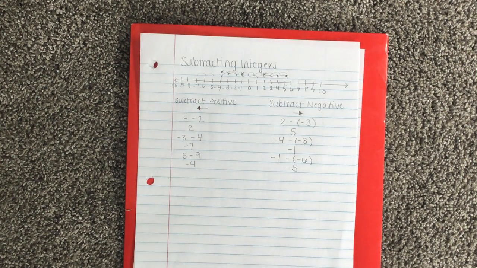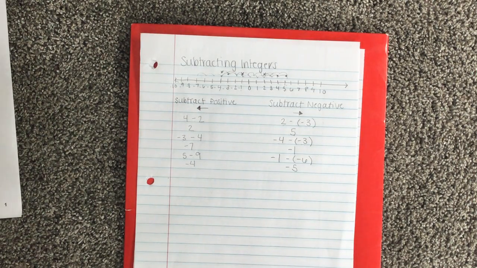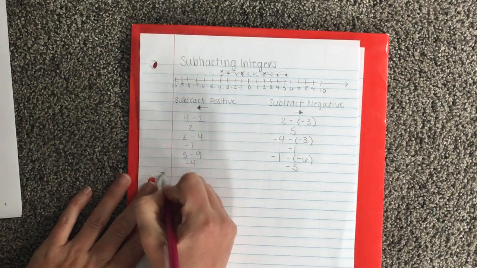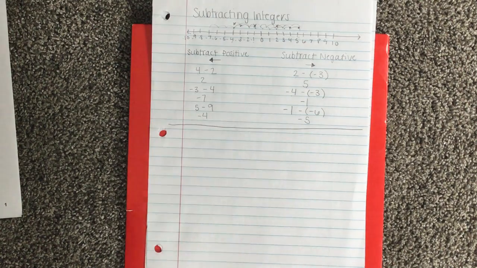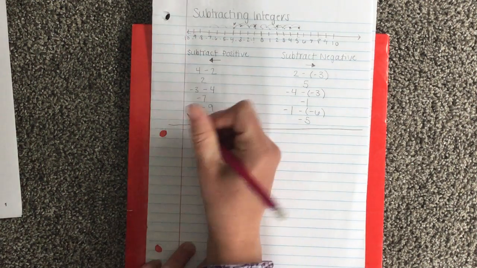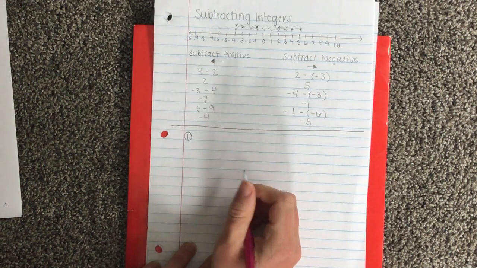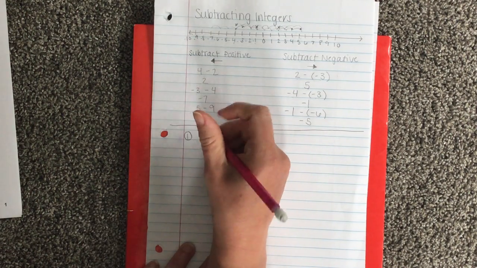Okay, the number line theory works great if you're working with small numbers, but you're not always going to have small numbers, so there is another method. When you're working with this other method, you have to think in terms of there is no such thing as subtracting integers. Because there's no such thing as subtracting integers, you have to turn it into adding integers. So this is going to be a two-step process. You're going to turn subtracting integers into adding integers.